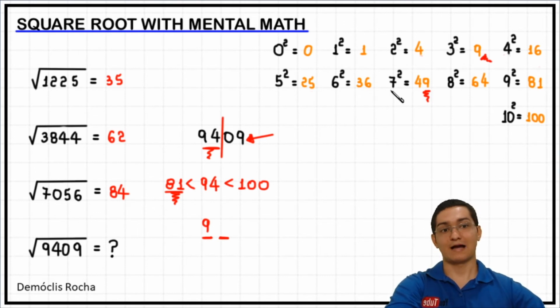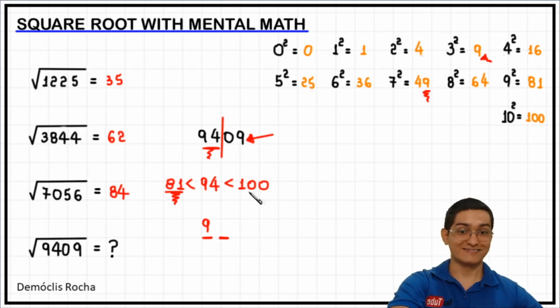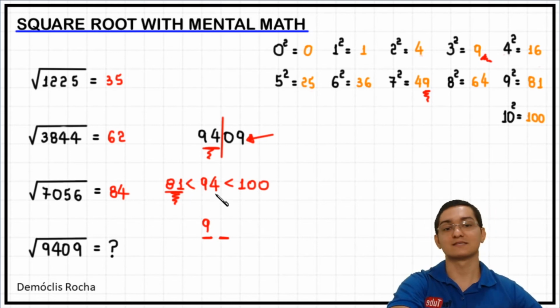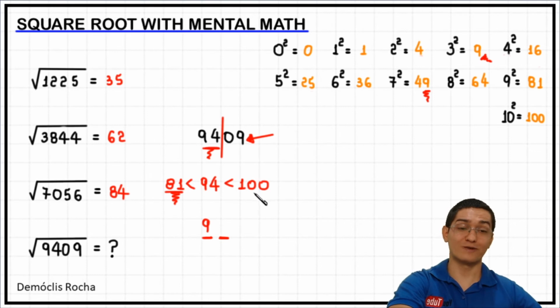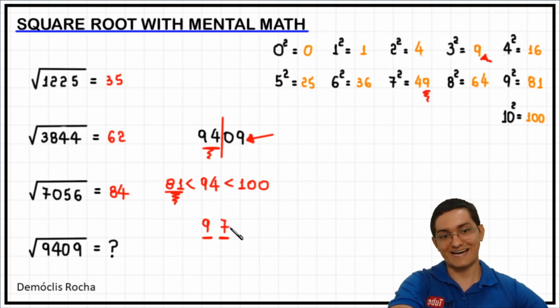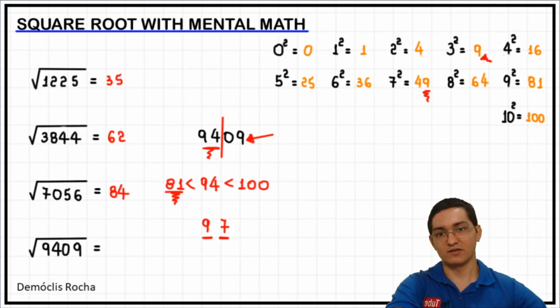Okay. Now to decide, we look at 94 again. It is closer to 100 than it is to 81. Do you agree? Yes. Since it is closer to 100, we go for the bigger number here. We have to choose between 3 and 7. The bigger number is 7, so the result is 97. And that's it. That's our final example.